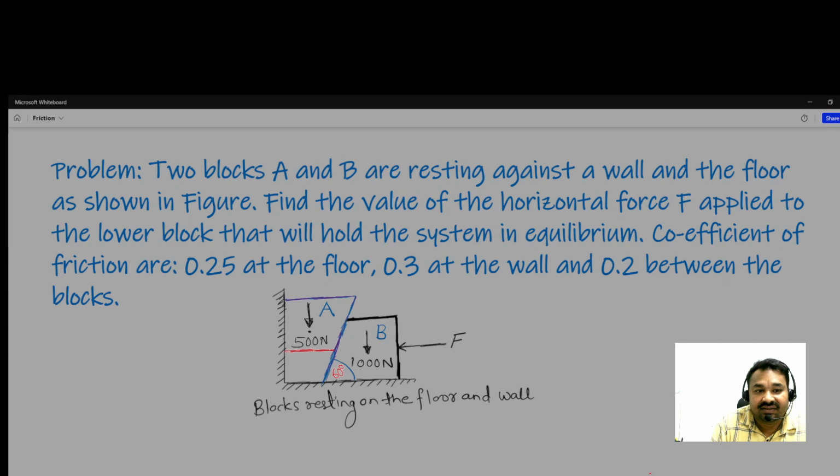Let us discuss the problem related to friction. The problem statement is: two blocks A and B are resting against a wall and the floor as shown in the figure. You can see there are two blocks, block A and block B, and this is the wall, this is the floor.